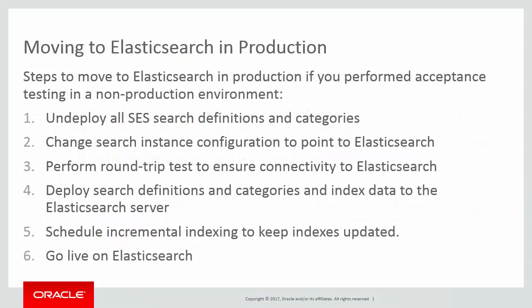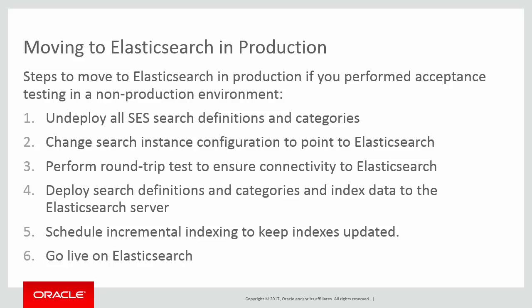If you have completed Elasticsearch acceptance testing in a non-production environment and prefer to have a downtime while building the Elasticsearch index in production, these are the steps you'll need to complete to change the existing SES search instance to Elasticsearch in production. First, undeploy all SES search definitions and categories.